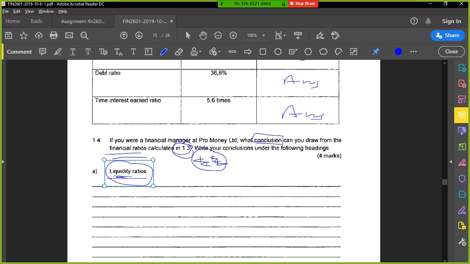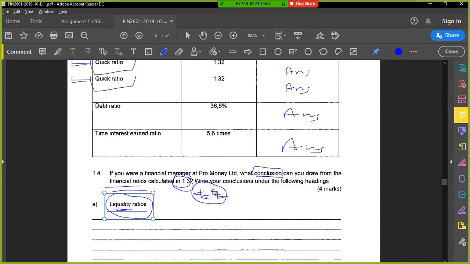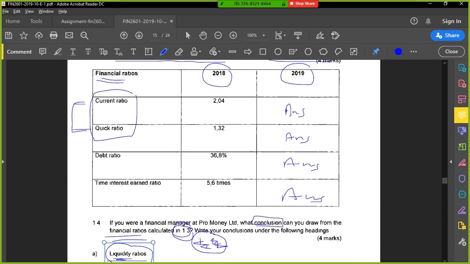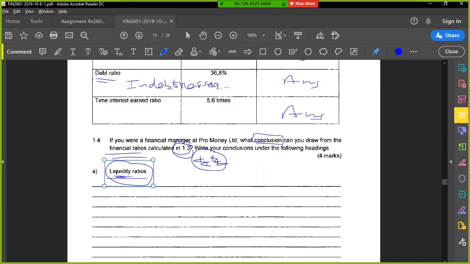So for the debt ratio, the higher the debt ratio, the worse off the company is. Well, it's not worse off. It's just different. Remember, debt ratio just means how much debt do you have? How much liabilities do you have? So in other words, how over indebted are you? Over indebtedness.